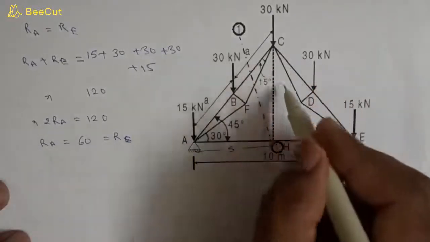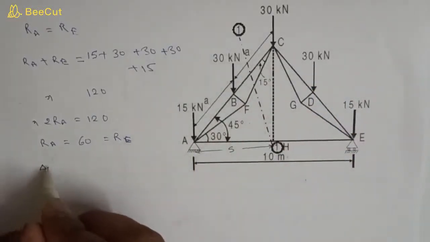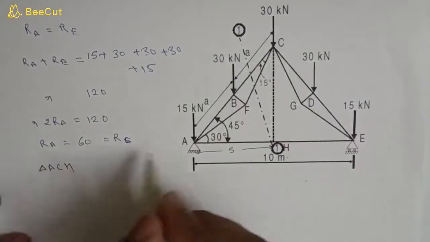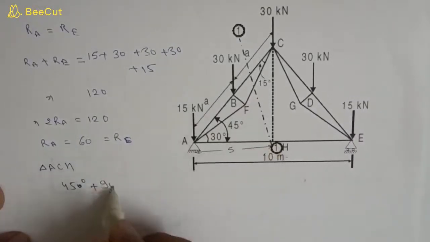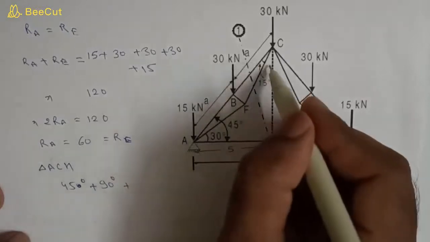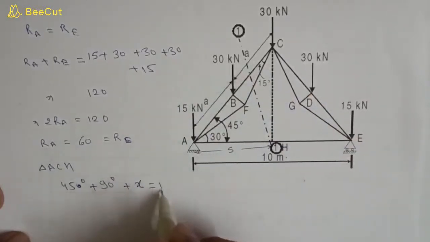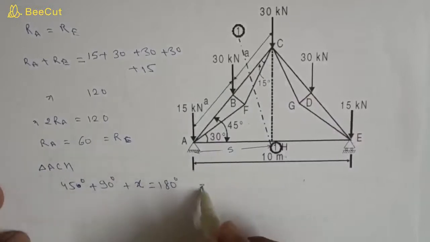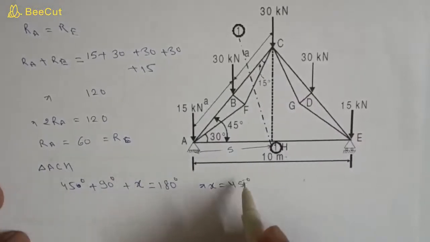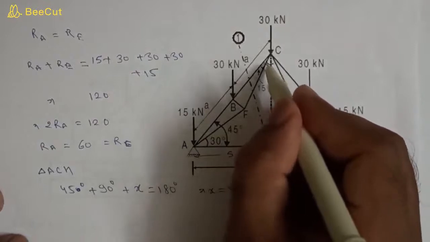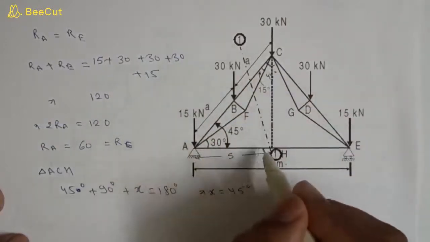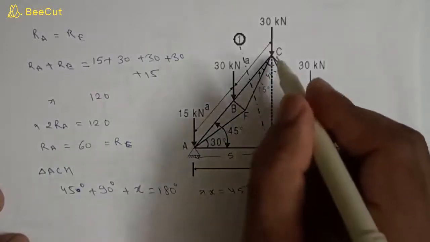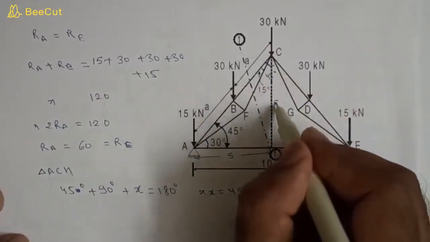So in this triangle ACH, this is 45 degrees plus this is 90 degrees plus this angle we don't know, suppose this is X, equal to 180 degrees. So X we will find as 45 degrees. So this total angle is 45 degrees, and if this angle and this angle are the same, then this length and this length should also be the same. So CH is 5 meters.